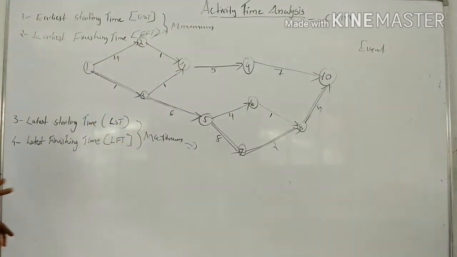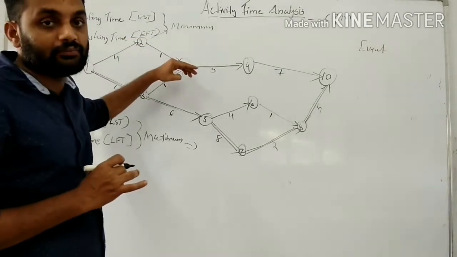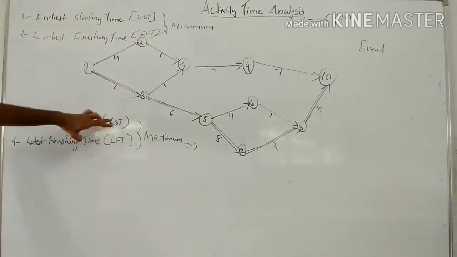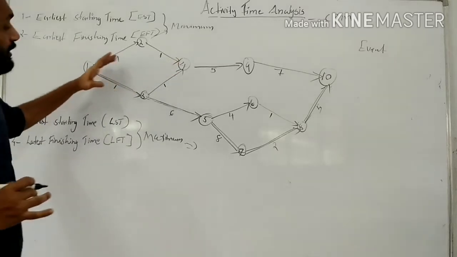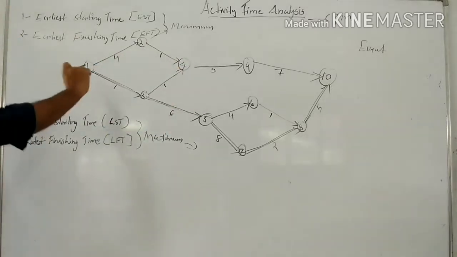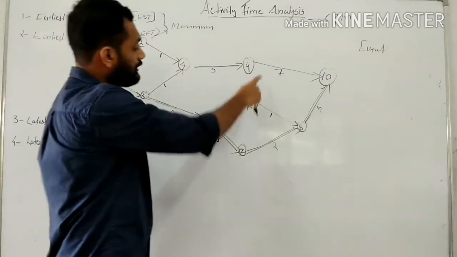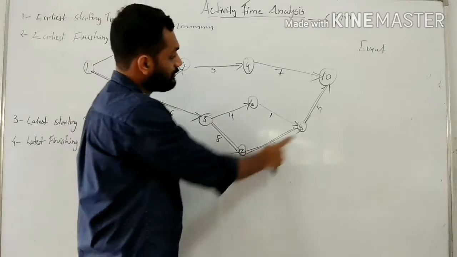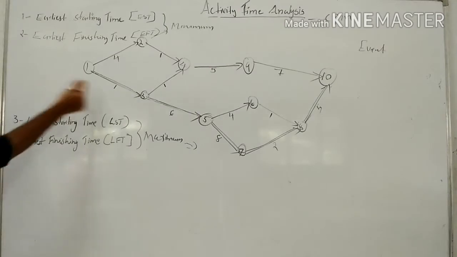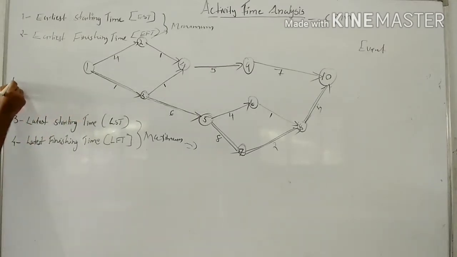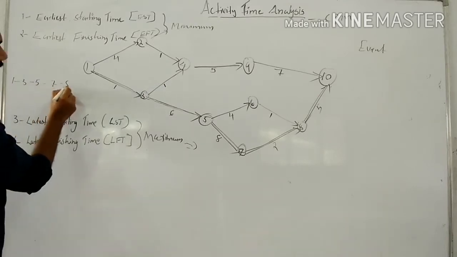So let us look at how to calculate these times in a network diagram. EST, EFT, LST, LFT calculation in network diagram. See this network diagram. There are different activities: 1 to 2, 1 to 3, 3 to 4, 3 to 5, 4 to 9, 5 to 6, 5 to 7, 7 to 8, 9 to 10, and 8 to 10. In this network diagram, the critical path is 1 to 3, 3 to 5, 5 to 7, 7 to 8, and 8 to 10.